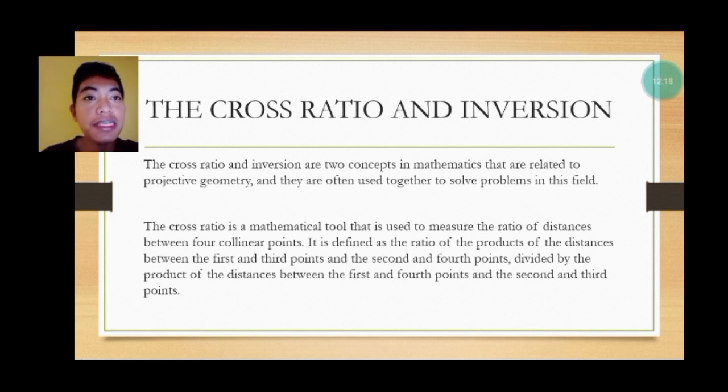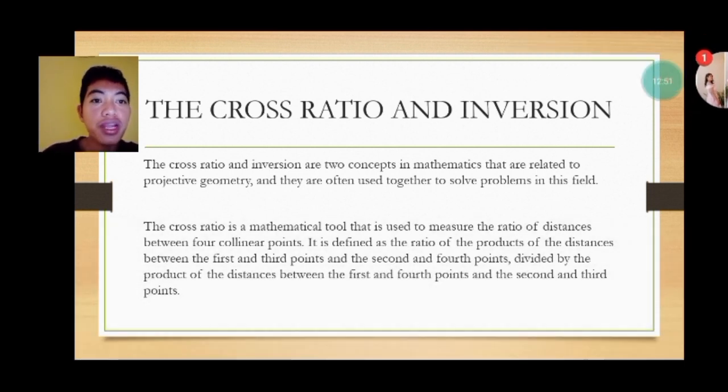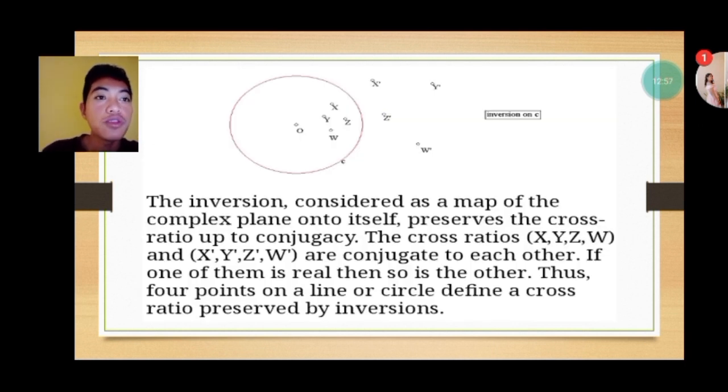Okay, so the next topic is the cross ratio and inversion. The cross ratio and inversion are two concepts in mathematics that are related to projective geometry, and they are often used together to solve problems in this field. In other words, the cross ratio is a mathematical tool used to measure the ratio of distances between four collinear points. It is defined as the ratio of the products of the distances between the first and third points and the second and fourth points, divided by the product of distances between the first and fourth points and the second and third points. So, first, the inversion is considered as a map of the complex plane.